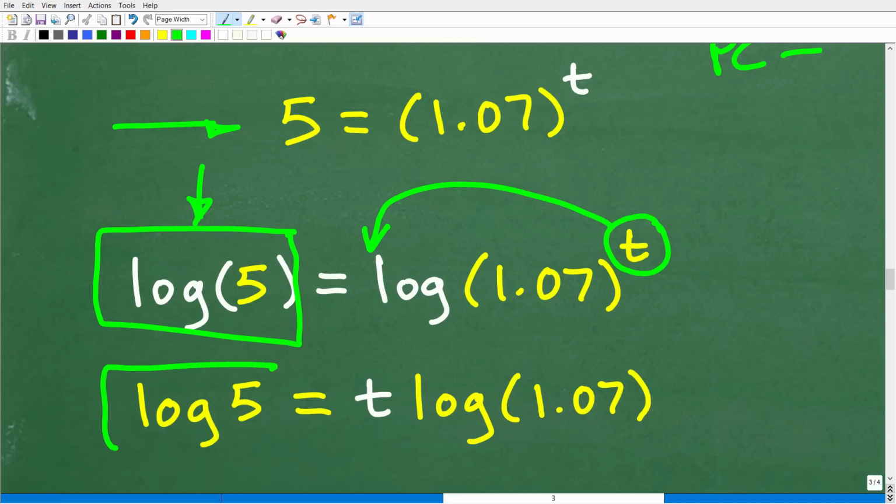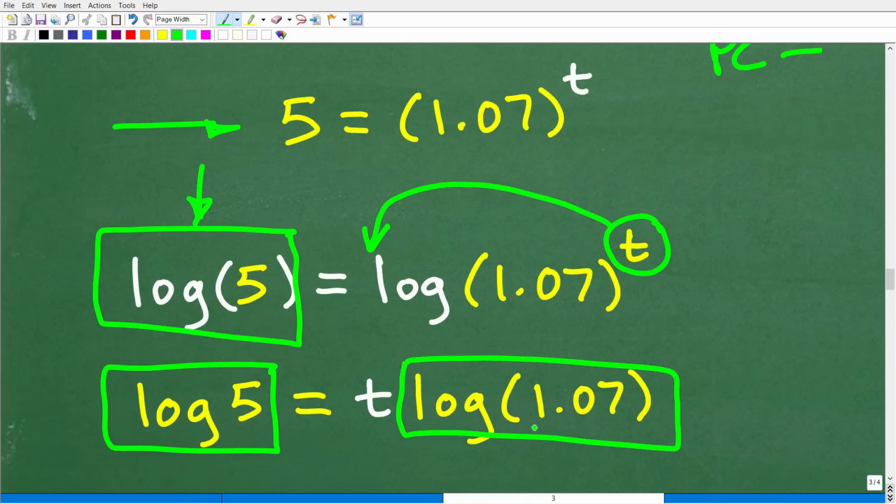Now here we have log 5, which again is a number. And now we have log of 1.07. This is a number. So this is really a basic linear equation. So let's just replace these logs here with some other numbers, maybe like 10 is equal to t times, let's call this 2. So this is a number equal to t times some other number. So how would you solve this equation algebraically?